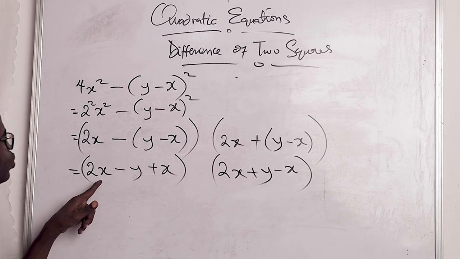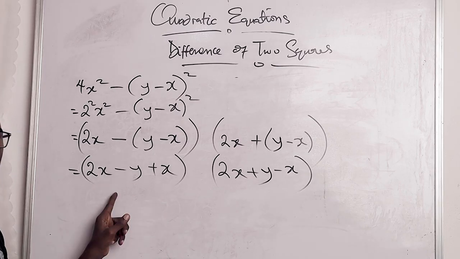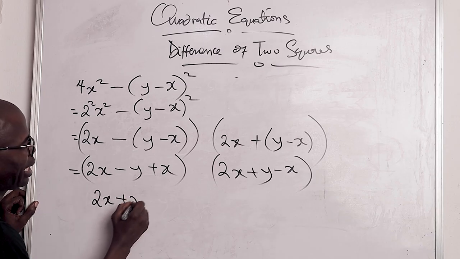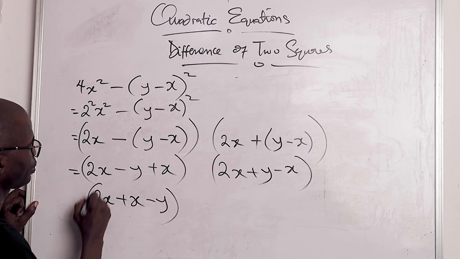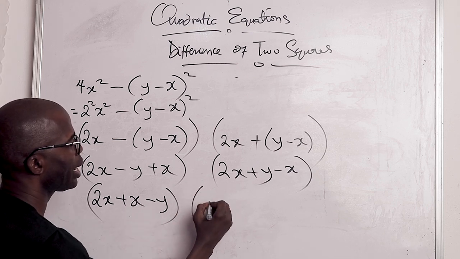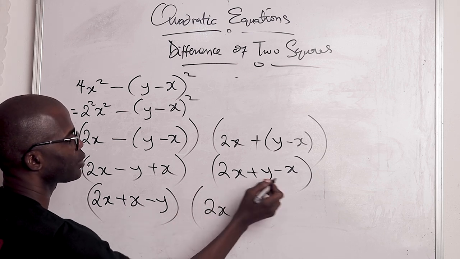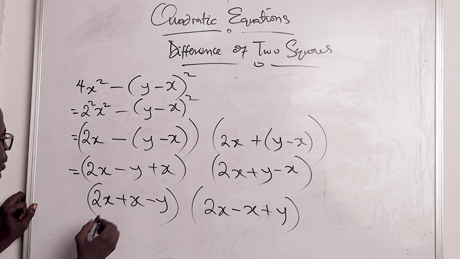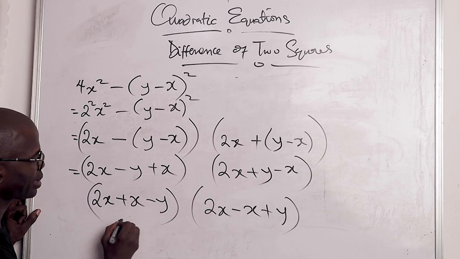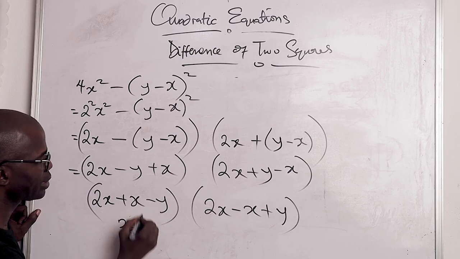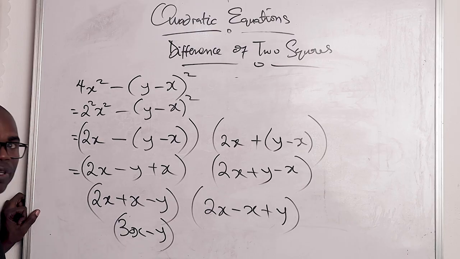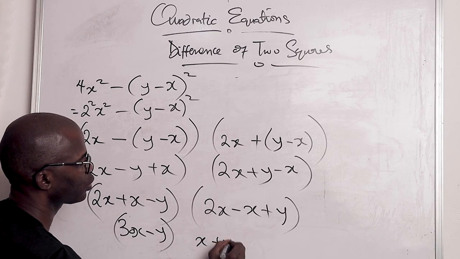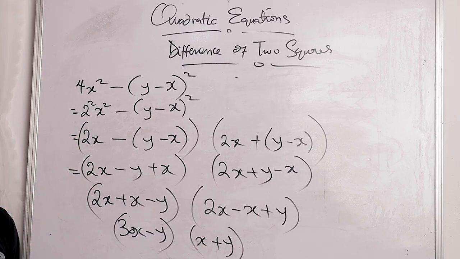Now, to arrange the like terms together, you have 2x, look at this, 2x plus what? Plus x minus y. Then this is 2x, arrange the like terms together, minus x plus y. What do you have at the end of the day? 2x plus x, that's 3x minus y, that's the first bracket. Then 2x minus x, that's what? x plus y. This is your answer.